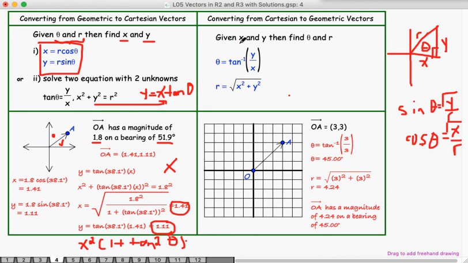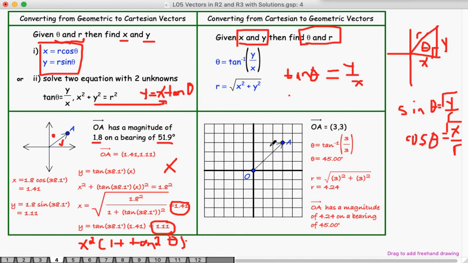All right, what if we give you algebraic form or Cartesian form, right? Algebraic or Cartesian vectors. So if I give you a Cartesian vector, you have the x and y coordinates, and the best way to find theta and r for the geometric vectors is to use the tan. Tan of theta is equal to y over x. So that means theta is the inverse tan of y over x. And from our Pythagorean relationship, we now know that r is the square root of x squared plus y squared.